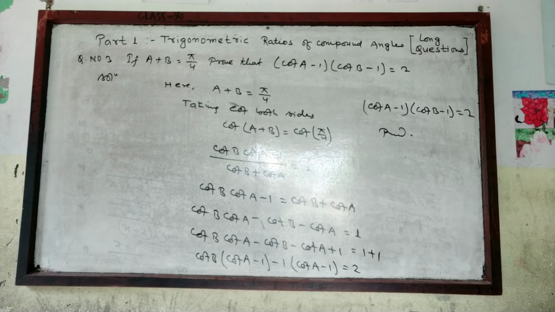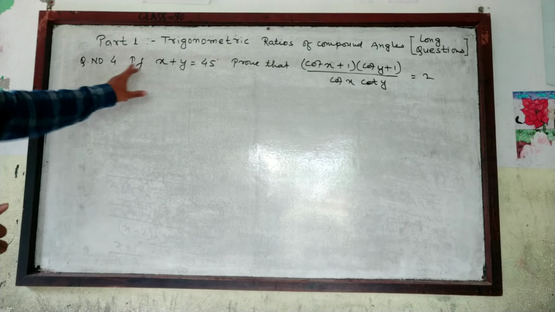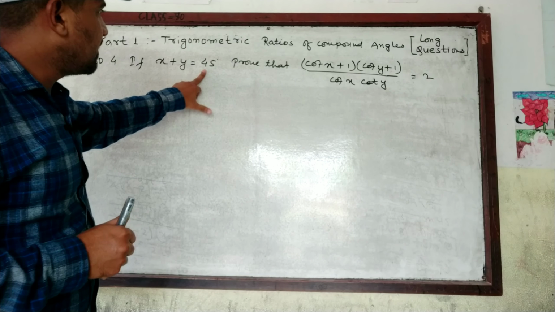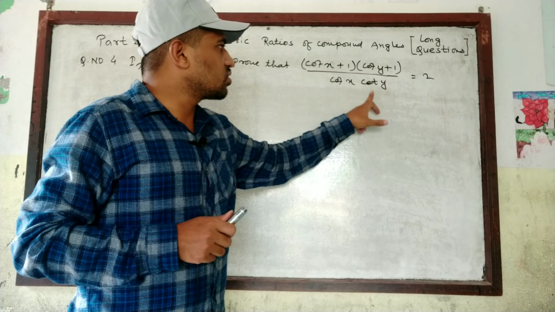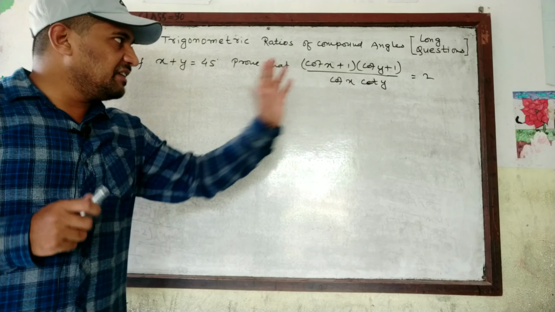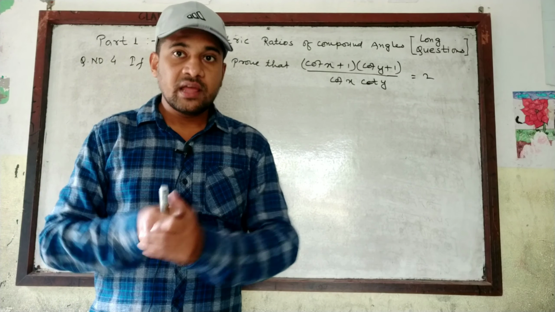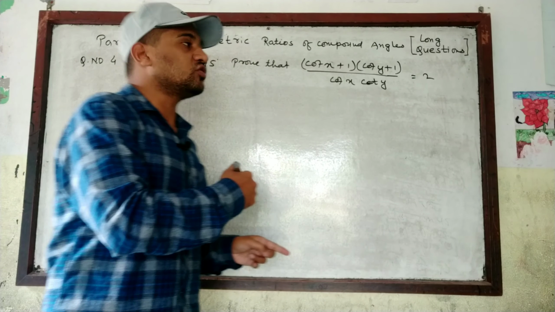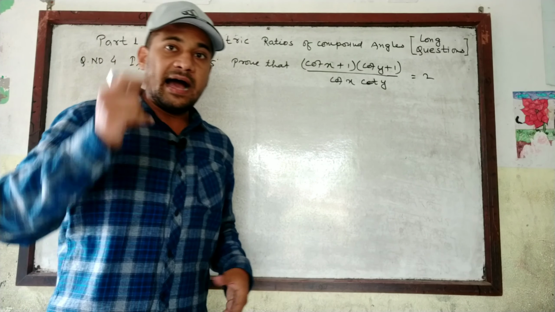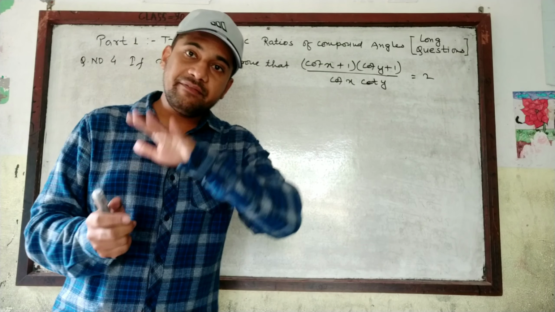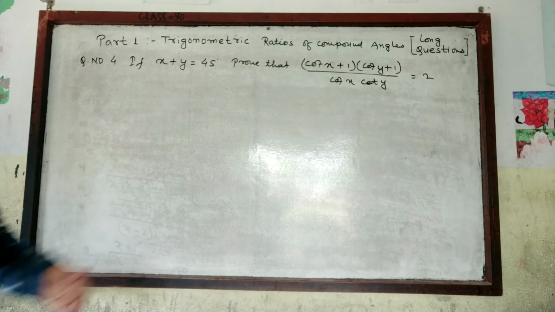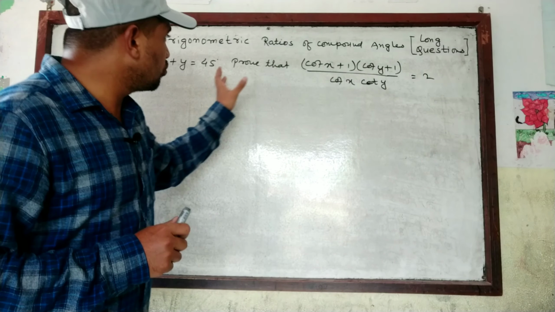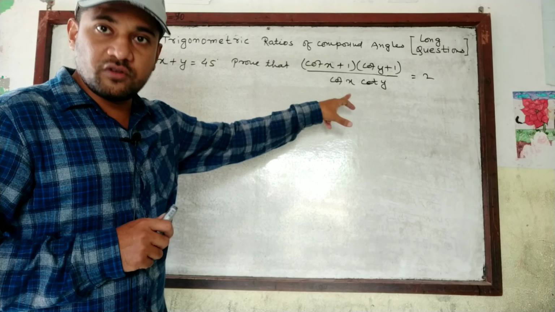The question is, if x plus y is equal to 45, prove that (cot x plus 1)(cot y plus 1) is equal to 2 cot x cot y. I told you before, if tan, take tan, if cot, take cot, but here I am going to show you, if cot also, I will take tan and then convert tan into cot. You can do it in that process also. So you can learn here how to convert tan into cot, and we can prove this.